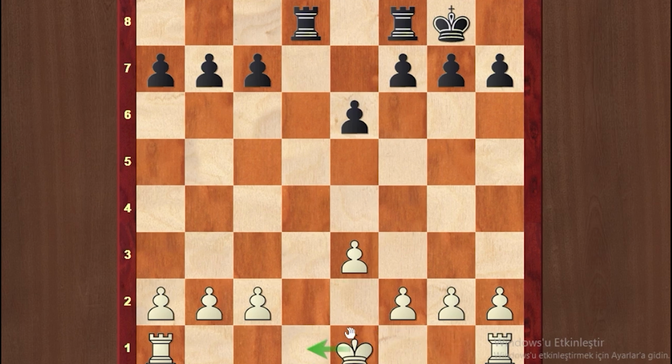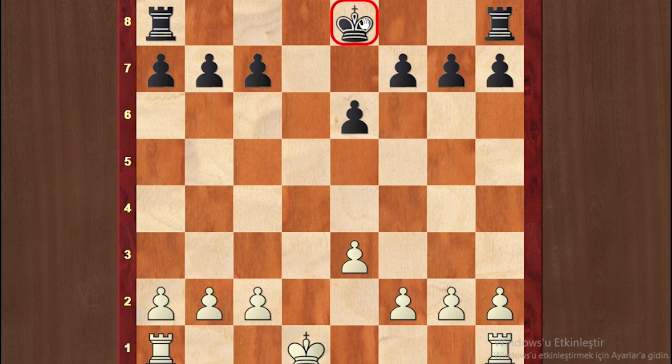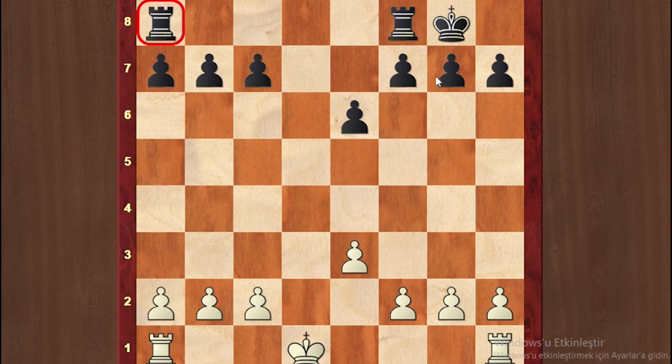D1. The king cannot castle. Therefore, we can say this. If the king has been used before, even if it returns to its old place, it cannot castle anymore. In order for the king to castle, it must be at the place where the king started the game, and it must not have been used at all.